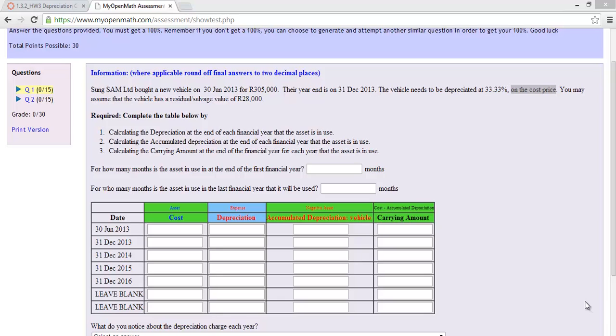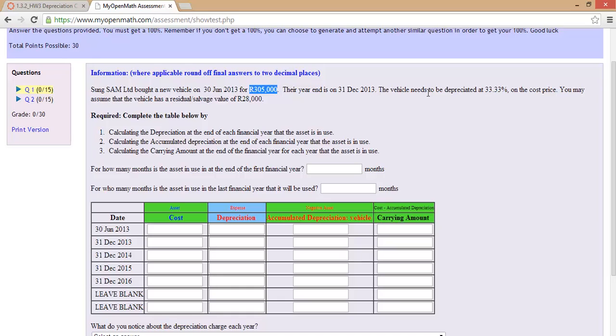Let's look at an example for calculating depreciation when we are using the straight line method. So the information we've got here says that Sangsang Limited bought a new vehicle on 30 June 2013 for 305,000 Rand. The year end is on 31 December. So we didn't buy this vehicle at the beginning of the year, but somewhere during the year.